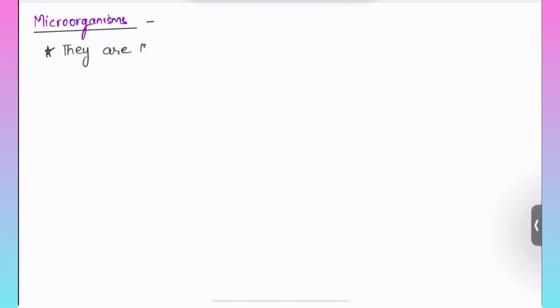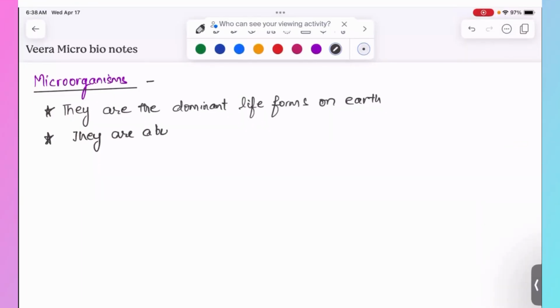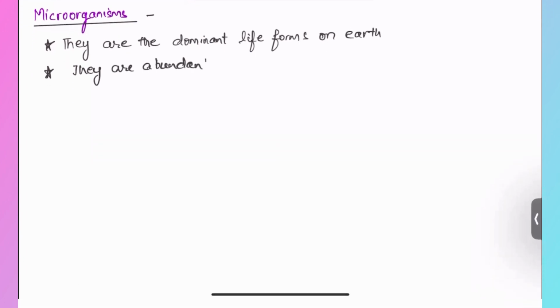Microorganisms are the dominant life forms on the earth. And also they are very abundant. That means they are very frequently found.